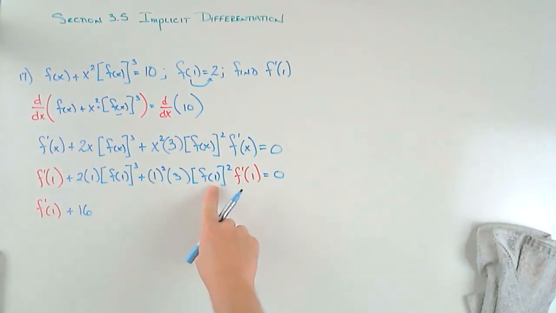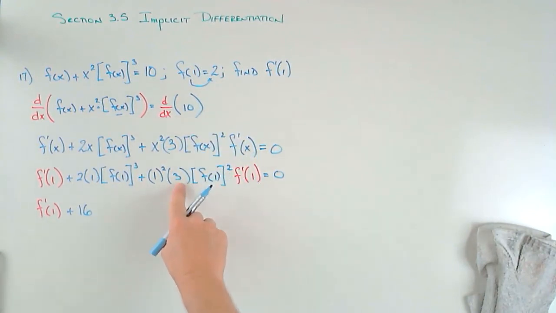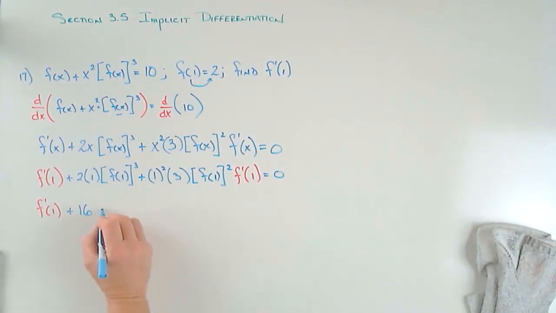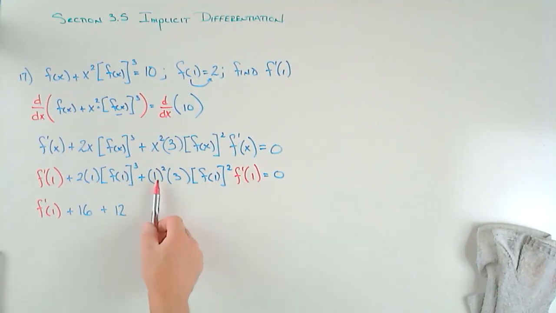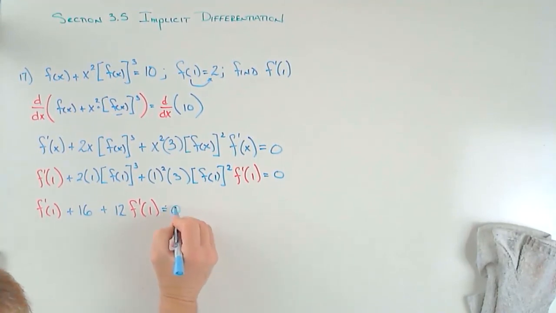F of 1, right? F of 1 is 2. So 2 squared is 4 times 3 is 12. So this is going to be plus 12. 2 squared. I didn't do the 1 squared. So 1 squared is 1 times 3 is 3 times 2 squared is 4. 2 squared, 3 times 4, 12. That's where we get the 12. We have f prime of 1, and all of that is going to equal 0.